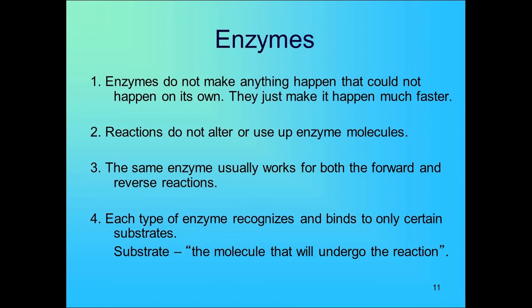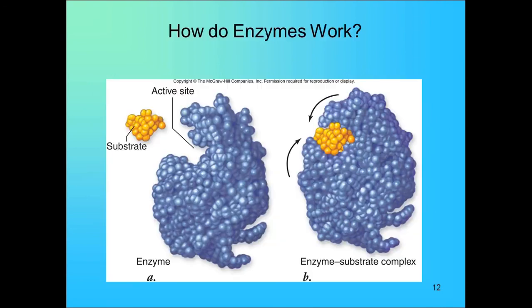These are 4 characteristics that apply to all enzymes. You need to keep these in mind as we talk about how enzymes function. The first thing you need to keep in mind is that enzymes are 3-dimensional. They have pockets on their surface where the substrates bond to them. These pockets are called the active sites. When the substrate bonds to the enzyme, it forms what is called the enzyme-substrate complex.